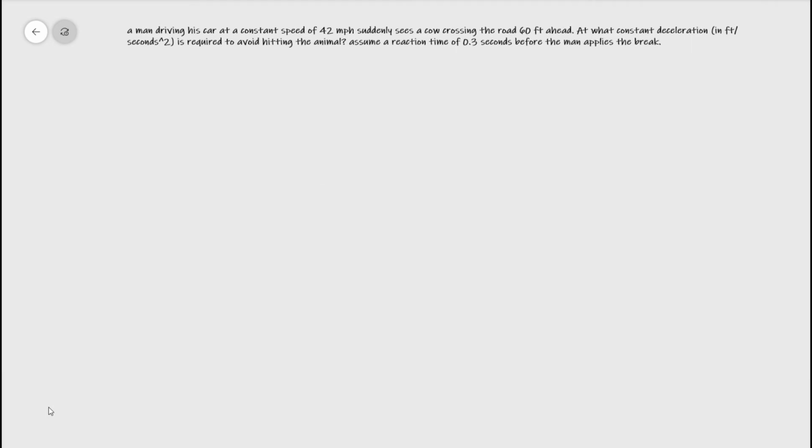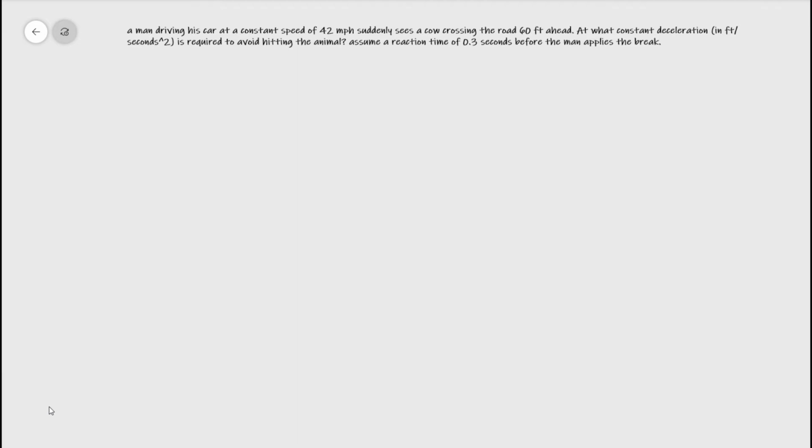A man driving his car at a constant speed of 42 miles per hour suddenly sees a cow crossing the road 60 feet ahead. At what constant deceleration in feet per second squared is required to avoid hitting the animal? Assume a reaction time of 0.3 seconds before the man applies the brake.